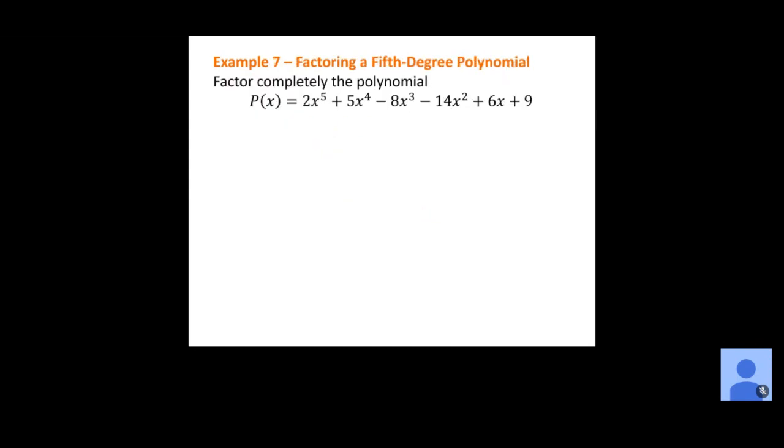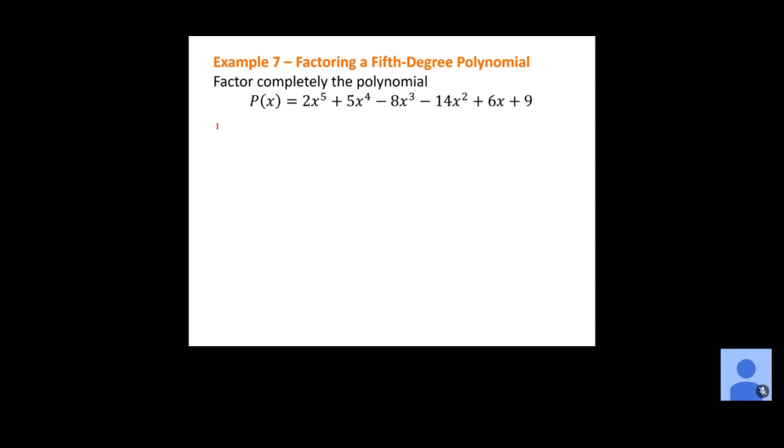All right, example 7. So now we want to factor completely this polynomial. All right, so first step, we're going to find all of our P's and Q's like we did earlier. Then we're going to test to see which ones work, and then we'll go from there to see if we can find all the factors of this polynomial.